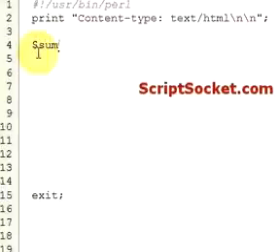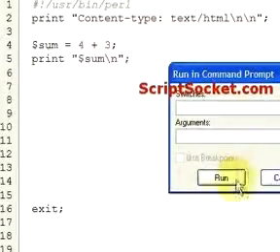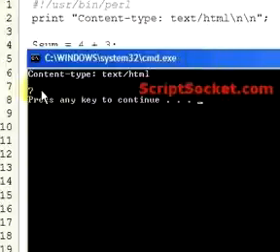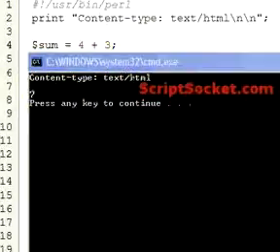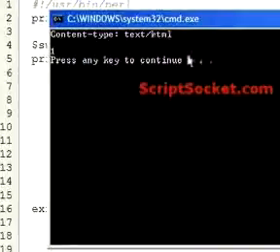So let's create a sum equals 4 plus 3. Let's print our sum. We get that number 7. That's no surprise. We can also subtract one number from the other. So let's subtract 4 minus 3, and that's our sum, 1.